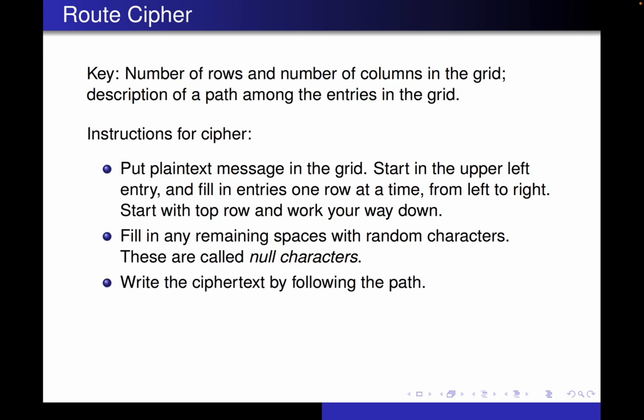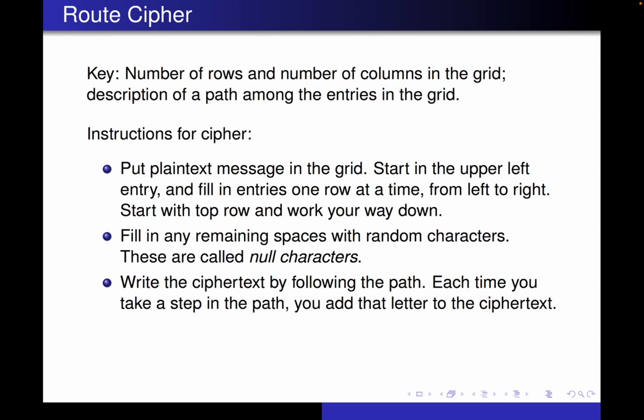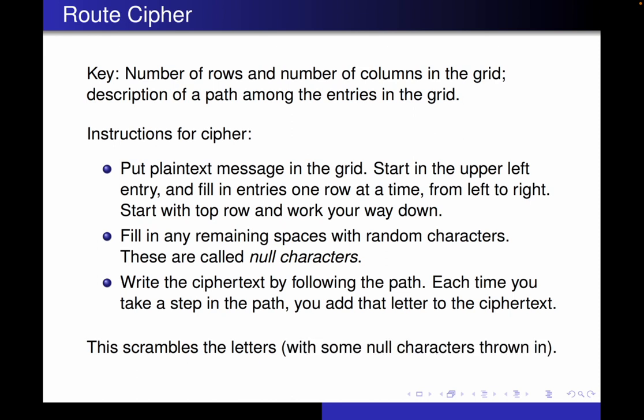And then what we do is once we've put in the plain text, we write the ciphertext by following the path that is given in the key. Each time you take a step down the path, you add that letter in order to the ciphertext. And what this does is it scrambles the letters. Well, it doesn't just scramble the letters. It also might add some null characters thrown in if the message has some empty spaces at the end. And that gives us a nice transpositional ciphertext.